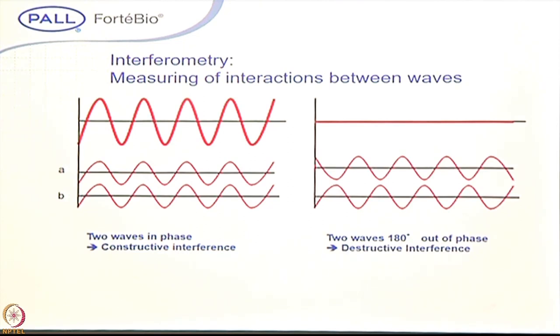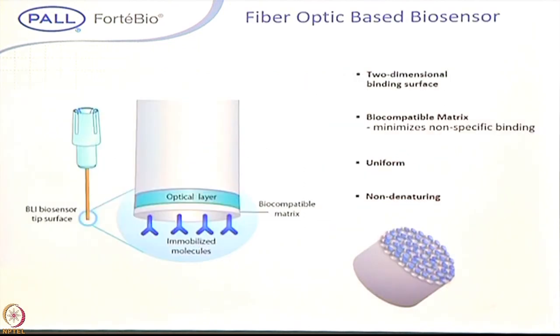When the same wave, this is the forward wave, this is the reverse wave, are opposite together at 180 degrees, the signal gets cancelled here. So this we call destructive interference. So constructive interference and destructive interference make the signal pattern. So how are we doing that? We are using a biosensor here, as in SPR they use chips. In a similar way we are using the biosensor here.